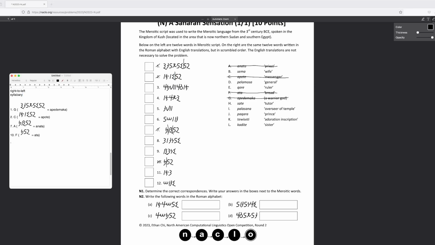The next thing we can do is following a similar starting letter strategy. We see that in our English side of things, there are three different words that start with a P. There's Pelamosa, Palasana, and Pakara. Now, among the four words that we've identified so far, two of them have a P containing syllable right after the A. First, we have one, which is most likely a Peremaka. We have this E looking thing, followed by a 5, and then all this other stuff. And then similarly in 2, which is Apote, we have the E again, and then a vertical line, and then this weird thing over here.